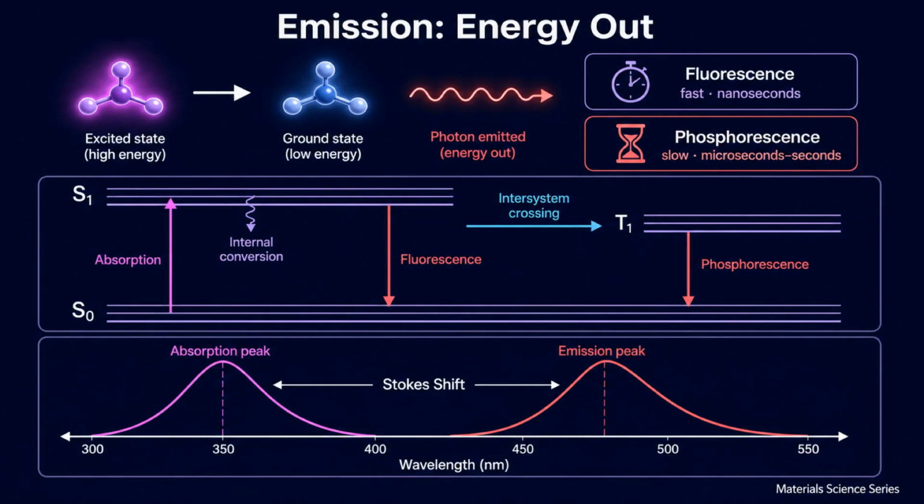Emission spectroscopy captures light released when excited molecules return to lower energy states. Fluorescence occurs rapidly, within nanoseconds, while phosphorescence takes microseconds to seconds because it emits from a triplet state through a spin-forbidden transition. The Jablonski diagram illustrates these pathways, showing absorption, internal conversion, and various emission processes. The Stokes shift describes how emitted light almost always has a longer wavelength than absorbed light, due to energy losses during relaxation.